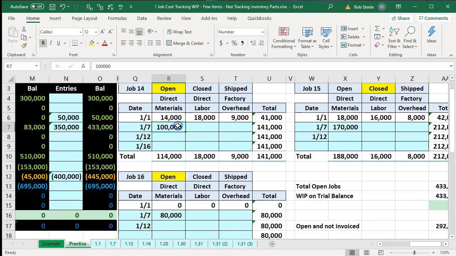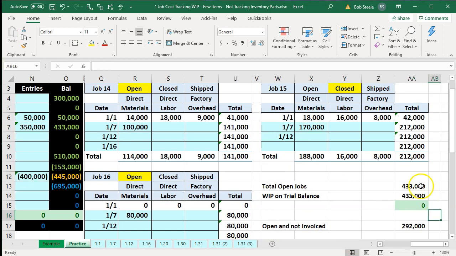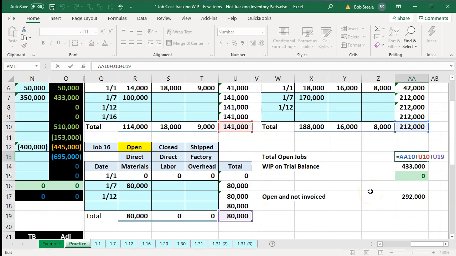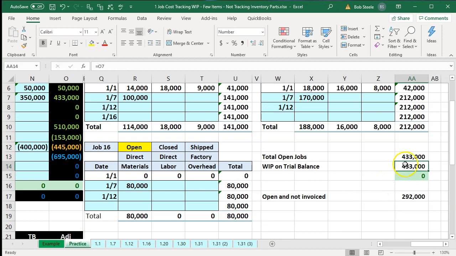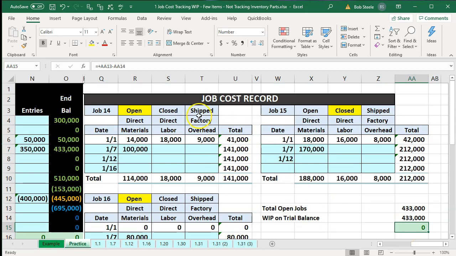And these three then, if I add them up, I'm holding down control to hit all of those, add up to 350,000. And then if I check my total jobs for all the open jobs so far, that ties out to what's on the trial balance. So that's our goal. This is kind of like a subsidiary ledger that needs to tie out.